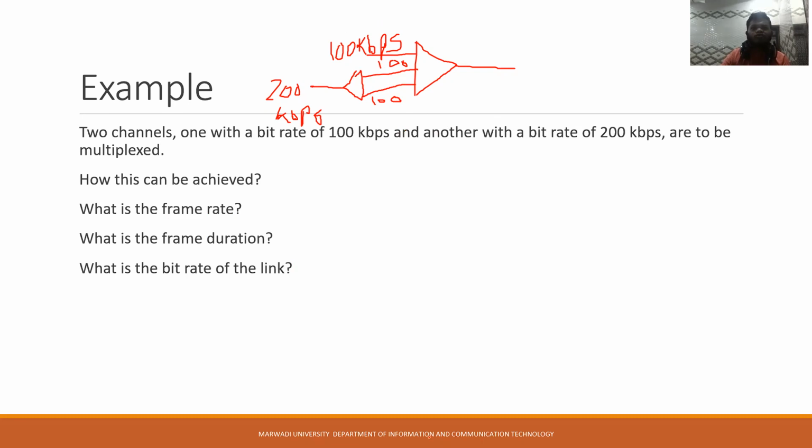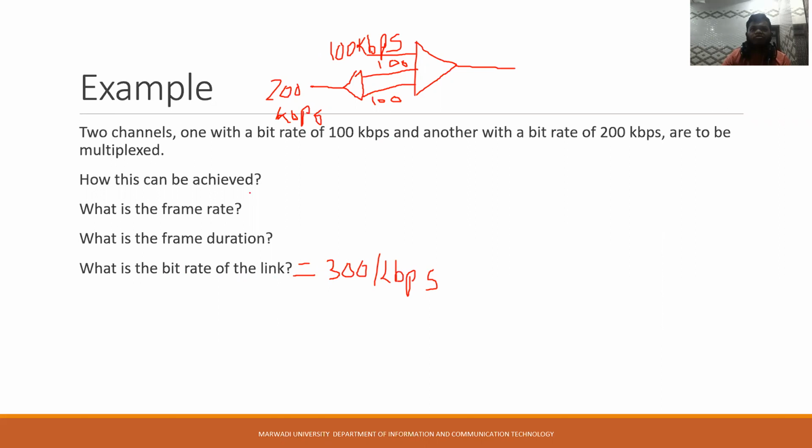So what would be the frame rate, frame duration, and bit rate of the link? First, let's find out the bit rate. That would be 3 into 100 kbps, that is 300 kbps, right? Then we need to find frame rate and frame duration.